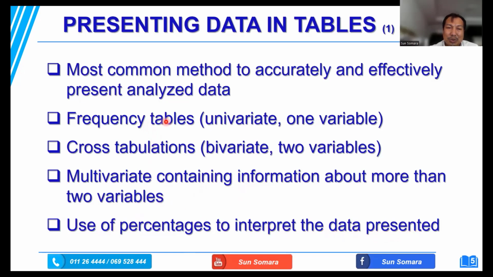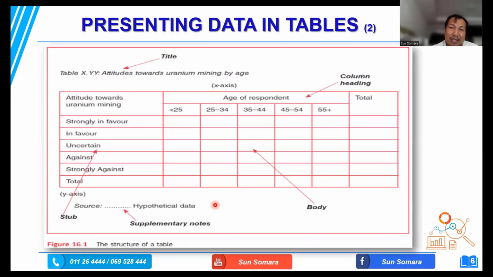Some parts just show one variable, two variables, or more than two variables, or just use the percentage of the data collected, and interpret the data and present it in the table there. You will see an example of a table in the following. You see here, presenting something.